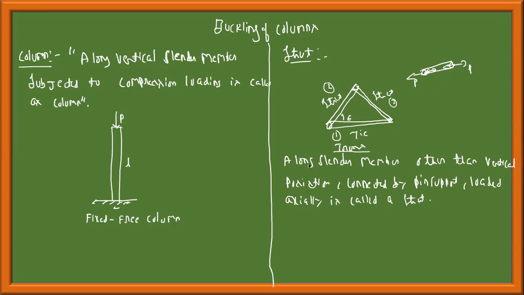Similarly, these trusses are long slender members other than vertical position, connected by pin support, not by fixed support. Even though they are connected by fixed support, or welded, we assume they are connected by pin support. By assuming pin support, the results we get are equivalent to the welded structure. The result will not deviate from the welded support.